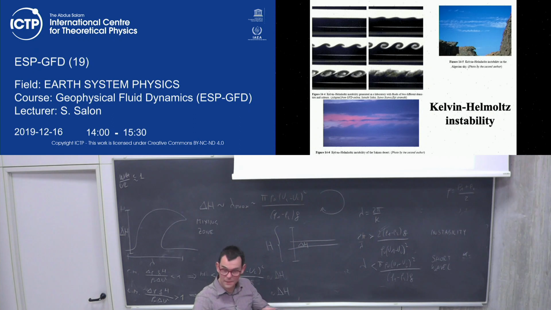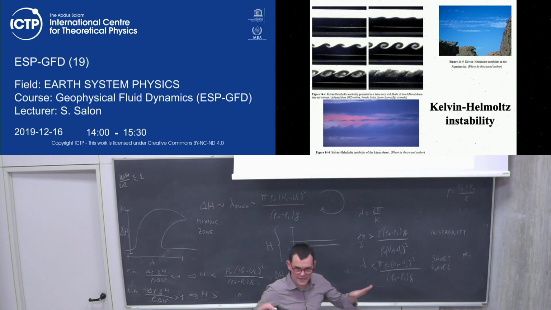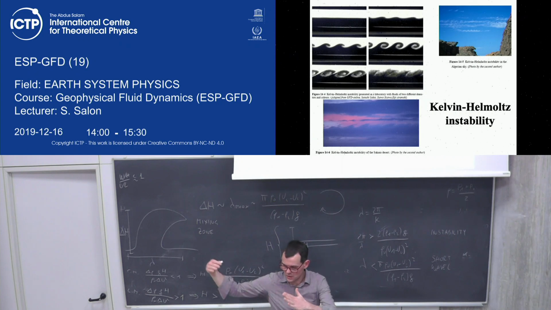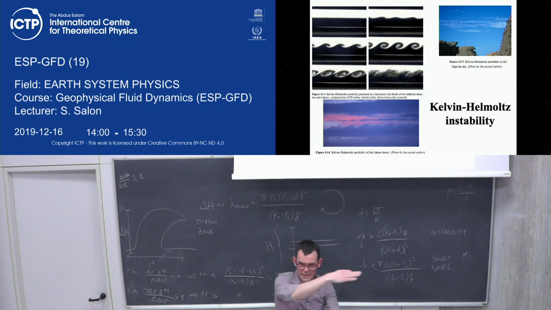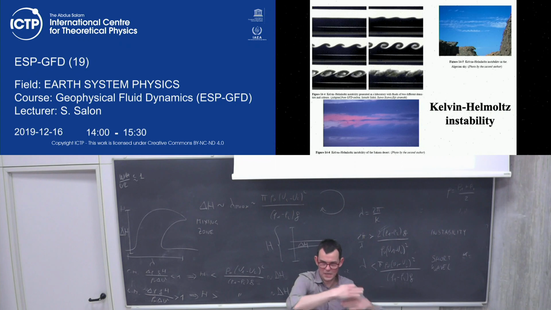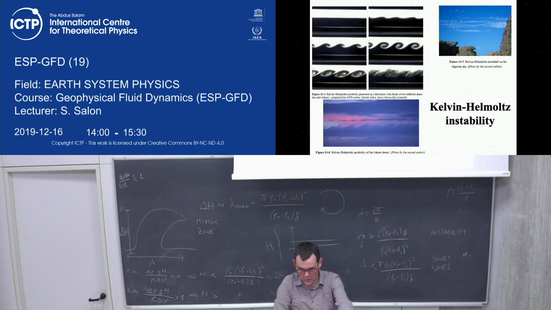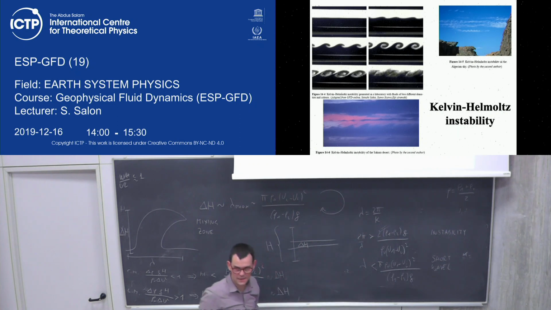So there are two different mechanisms. One is cloud bands, related just to the fact that we have a flow over a mountain, and then perturbation in a stratified flow. Here we have two different velocities, so shear flow, which creates the mixing in a very localized area, okay, near the interface.